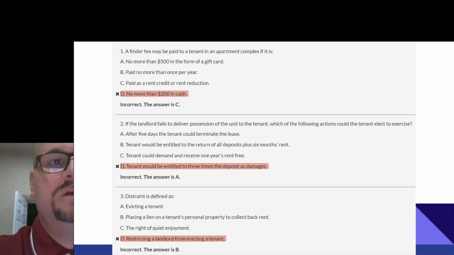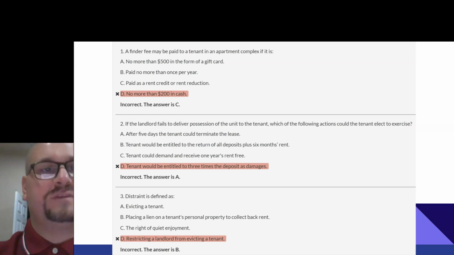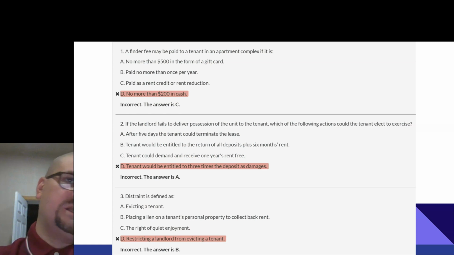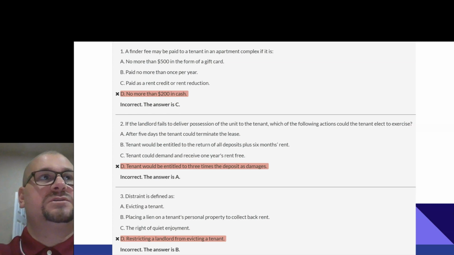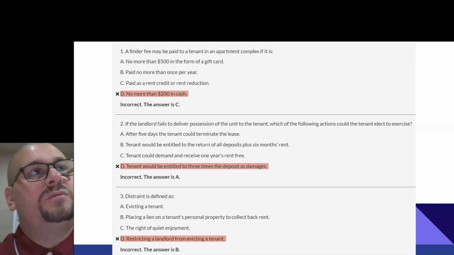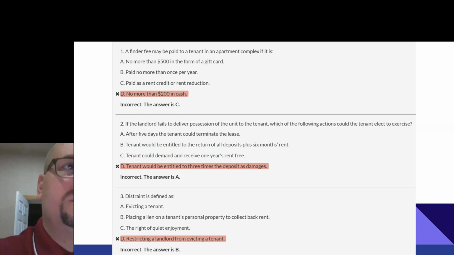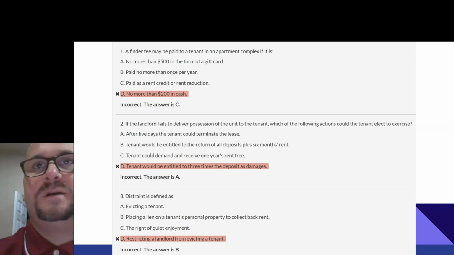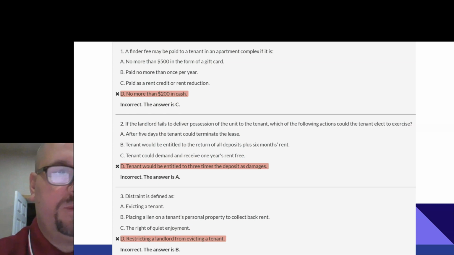A finder fee may be paid to a tenant in an apartment complex if it is paid as rent or rent reduction. So can you take cash? No. You have to pay it out. Say a tenant, and it only applies to apartment complexes. So does it apply to single-family homes? No. This rule only applies to apartment complexes. So if you want to be a property manager for an apartment complex, this is something you need to really remember.